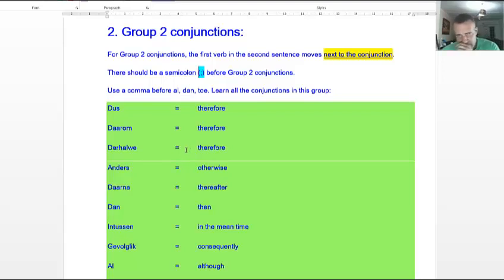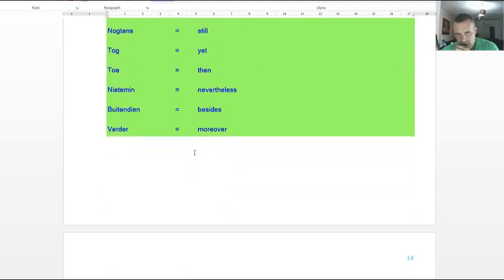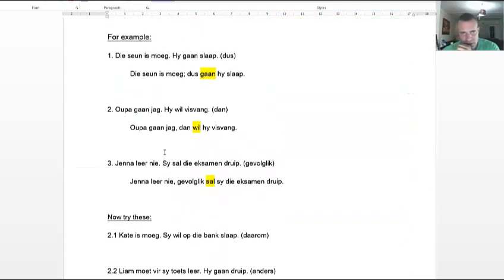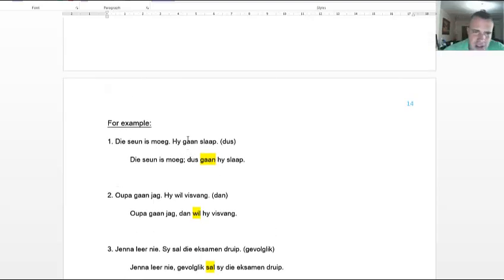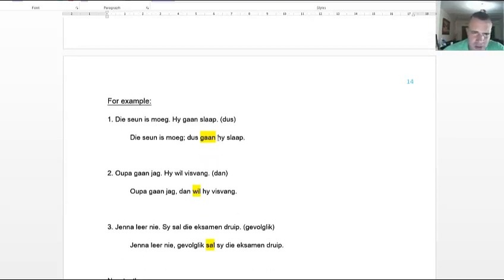So what happens here for group 2 conjunctions? Okay, sometimes they call it the love group, because the conjunction loves the first verb. So then they go and sit together. So look at this, die seun is moeg, hy gaan slaap. So the boy is tired. So the first sentence will always stay the same. He's going to bed. Okay, so now your first verb there, that's the one you're interested in. Okay, it's going to move.